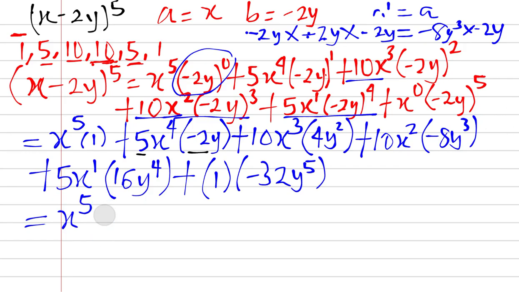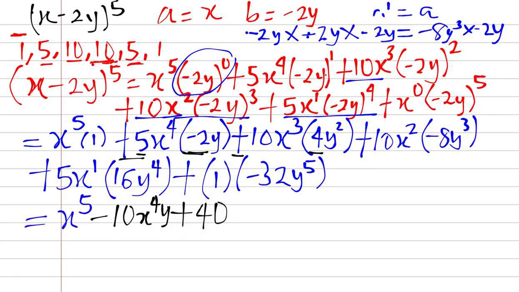So let me clean this. Now I have plus 5 times minus 2. That gives us minus 10. Are you seeing that now? x raised to power 4 y. Are you seeing that? Now we have plus 10 times plus 4. That gives us plus 40.